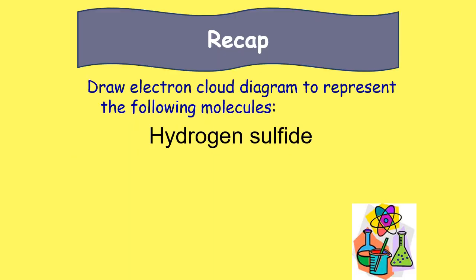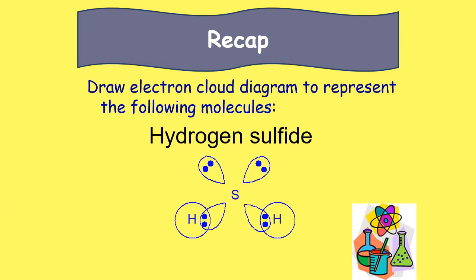So here's some recap. Draw an electron cloud diagram to represent hydrogen sulfide. As before, if you need to pause the video to give yourself extra time, just do so. But hydrogen sulfide looks like this. Sulfur has 6 electrons. That means 2 of its lobes are not completed and only have 1 electron. And hydrogen is a circle with 1 electron. You overlap the hydrogen with the lobe that only has 1 electron, and you end up with hydrogen sulfide like that.